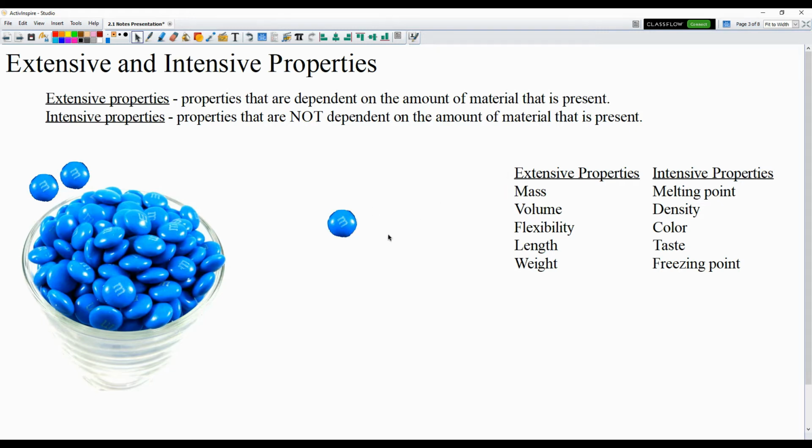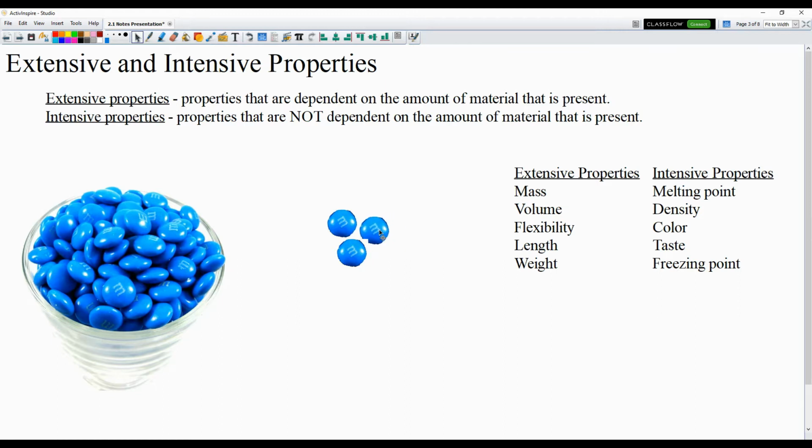So think about the mass. Let's just say the mass of this one M&M is 1 gram. So we have one M&M, that's 1 gram. But if we were to take another M&M out and put it here, then that would be 2 grams because we have more M&Ms. And again, if we took another one out, that's 3 grams because we have 3 M&Ms. So mass is a property that does depend on how much you have.